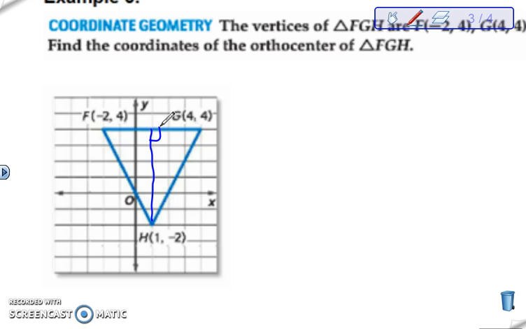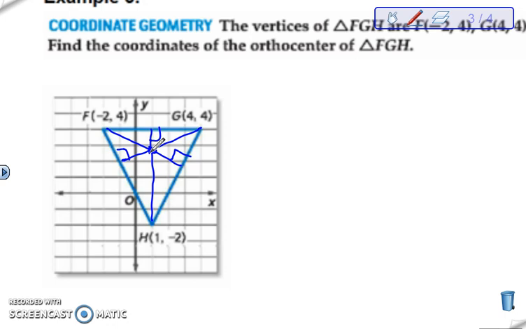Well, if I'm looking for a point of intersection of all the altitudes, I probably need to draw at least one more altitude. So if I do that, say I pick point G, and I go straight across, we can kind of see where the orthocenter should be, just by looking at our picture. We don't know exactly what it is though.